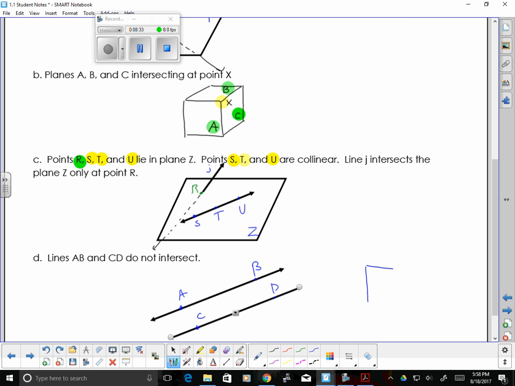So this could also be drawn with the box, where you might have point A and B here, and we can see the line that goes through those, and maybe this back edge over here could be C and D. Those lines aren't parallel, but they still don't intersect.